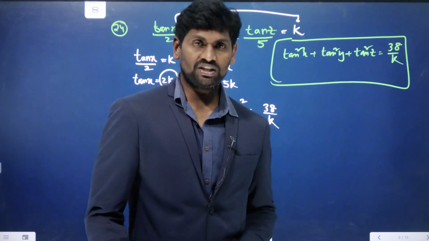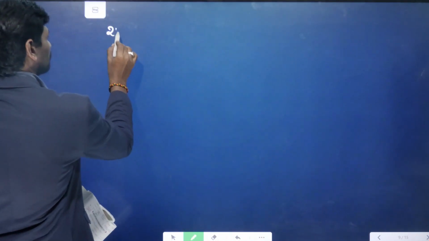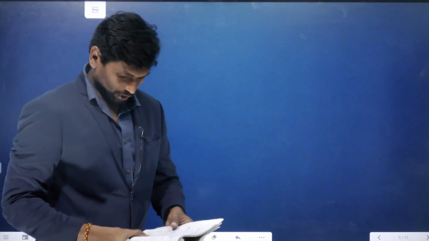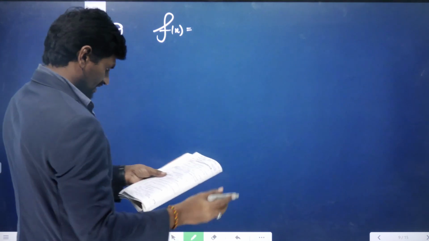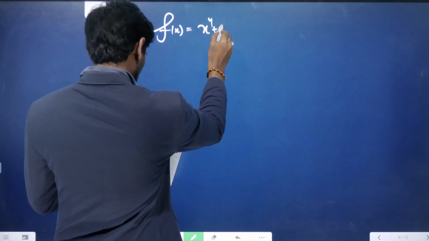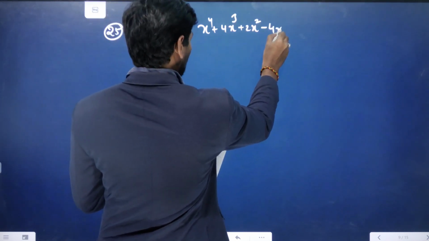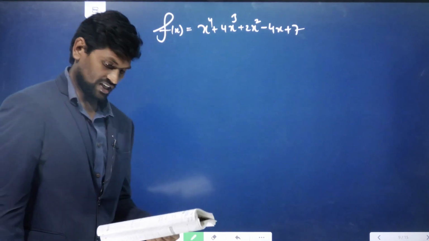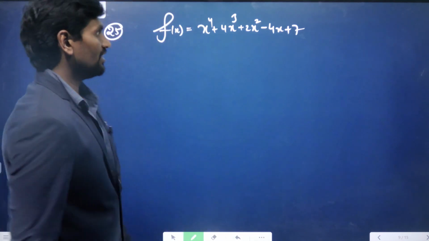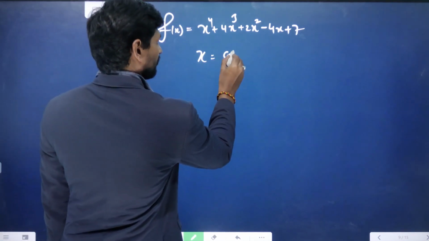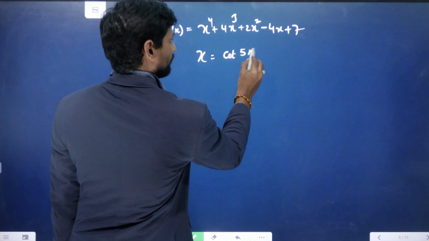So last but not least, the 25th problem is, that is given the value of f of x. The function f of x is given. The function is nothing but x power 4 plus 4x cube plus 2x square minus 4x plus 7. Then we need to find the value where x is equal to cot 5 pi by 4. X value is given, that is nothing but cot 5 pi by 4.